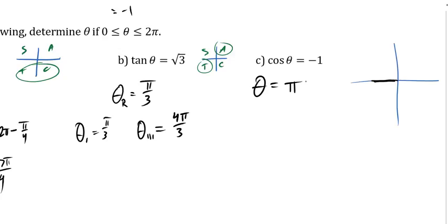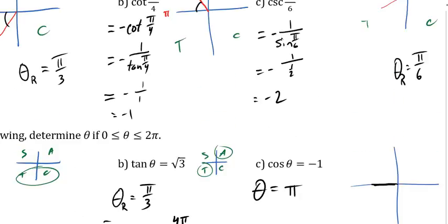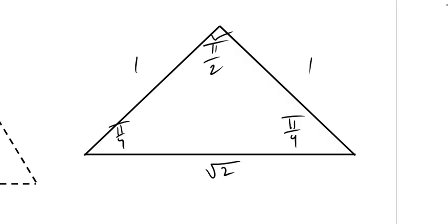So it's a special case. We do it differently. You want to recognize that. For cosine and sine, whenever they're 1 or -1, that's what we do. But tan's different because tan is opposite over adjacent. When does that happen? That happens in that triangle.